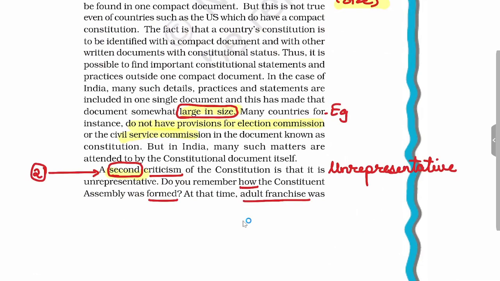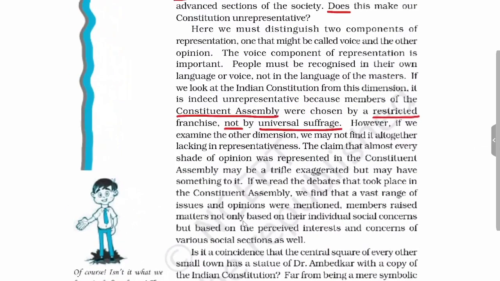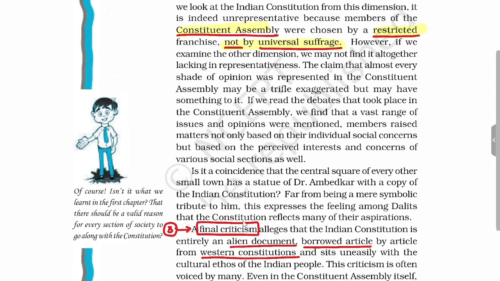The second criticism is that the Constituent Assembly was not elected on the concept of adult franchise, and for this reason it is not representative. So do you think the Constitution of India has this kind of problem? Although the Constituent Assembly was restricted and not chosen by universal suffrage, it had taken into consideration the interests and concerns of all sections of society. So this was the answer to the criticism.